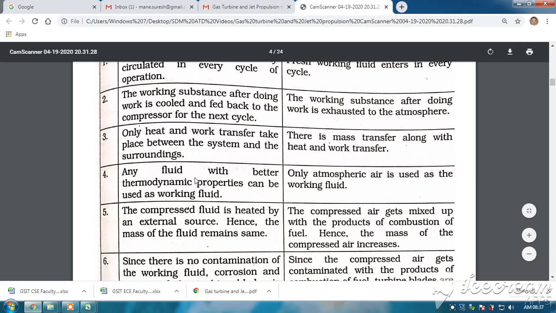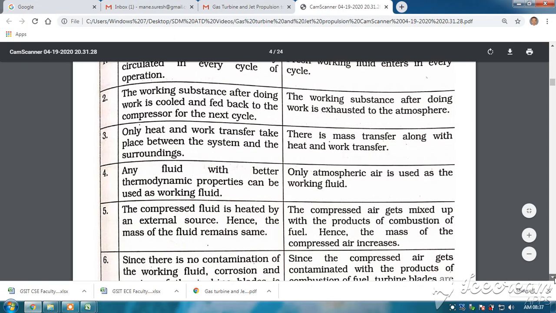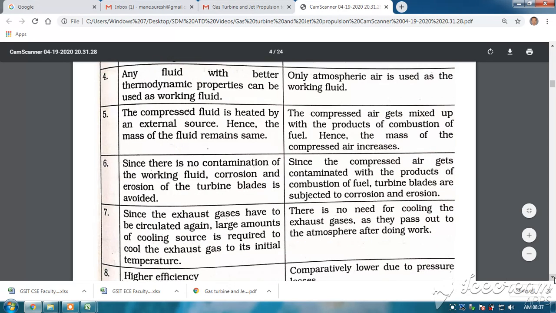In closed cycle, any fluid with better thermodynamic properties can be used. In open cycle, only atmospheric air can be used as a working fluid. In closed cycle, the compressed fluid is heated by an external source, hence the mass of fluid remains the same. In open cycle, the compressed air gets mixed with the products of combustion of the fuel, hence the mass of the compressed air increases. In closed cycle, there is no contamination of working fluid, and no corrosion or erosion of blades. But in open cycle, since the compressed air gets contaminated with the products of combustion, turbine blades are subjected to erosion and corrosion.